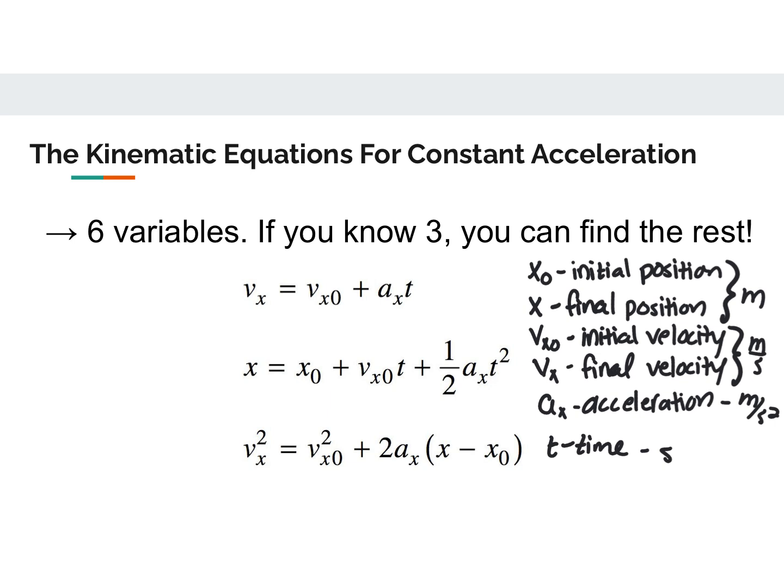I also think it's helpful when you're looking at these to get an idea of, sure, there's a lot of variables in here, but what variables aren't? When would this equation not be useful? So this first equation has no x's, no positions. If you know something about position, you probably can't use the first equation. The second equation has no final velocity, and the third equation has no time.